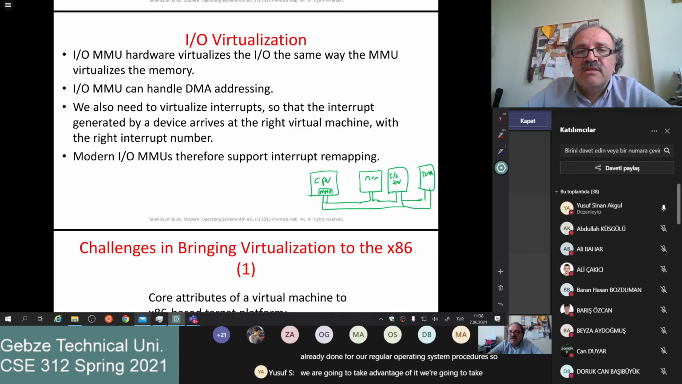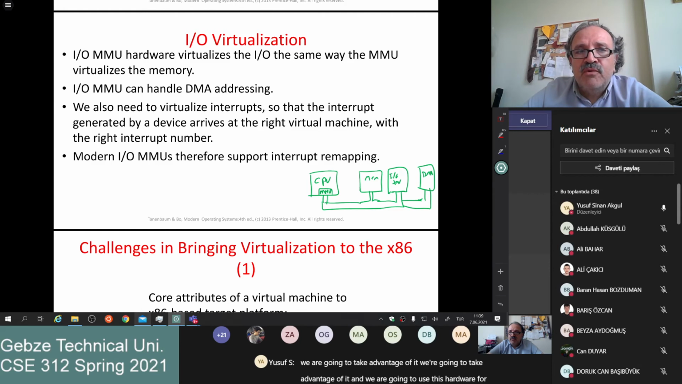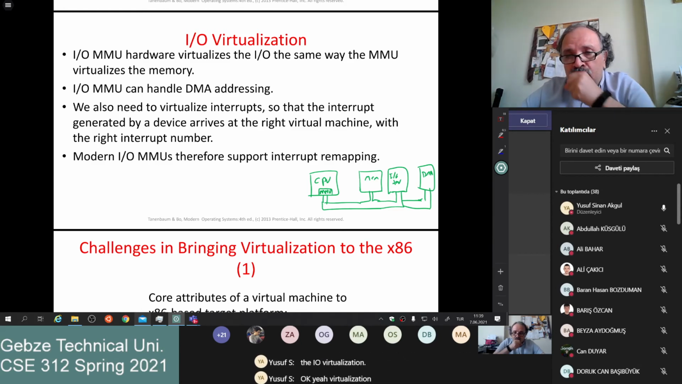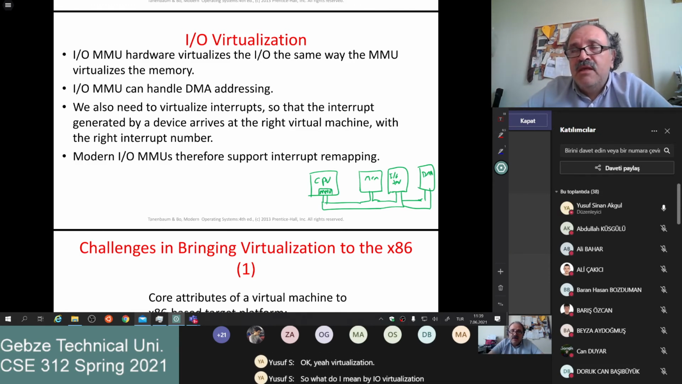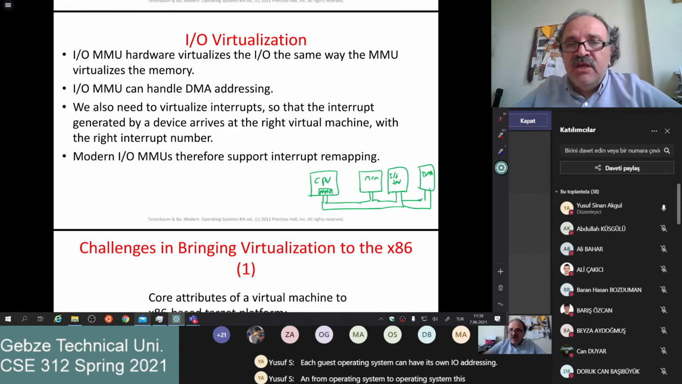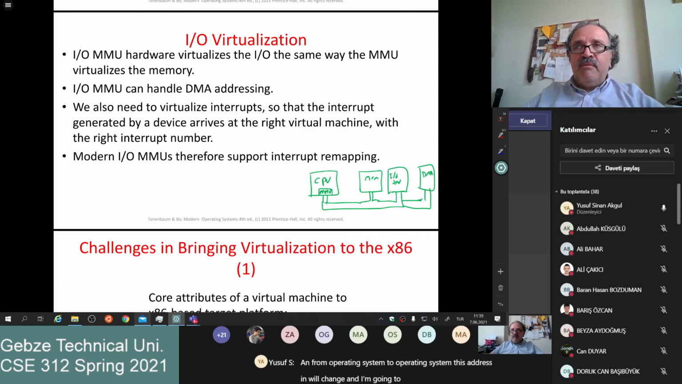And we are going to use this hardware for the IO virtualization. Okay, IO virtualization. So what do I mean by IO virtualization? Each guest operating system can have its own IO addressing, and from operating system to operating system this IO addressing will change, and I am going to program this IO MMU when I switch from one operating system to another operating system during the input outputs. Okay, so IO addressing is done.